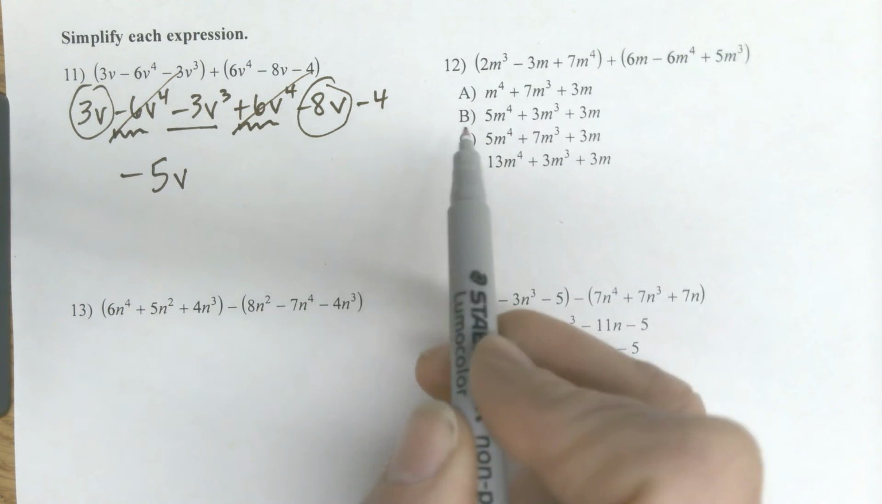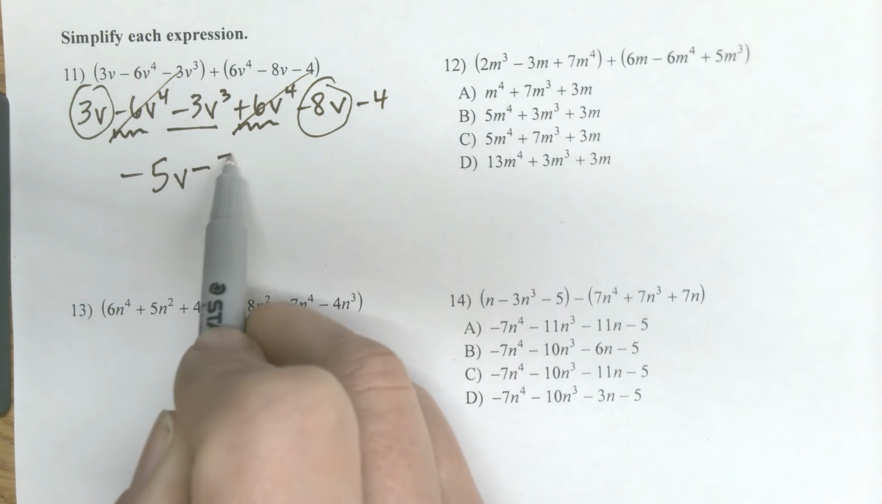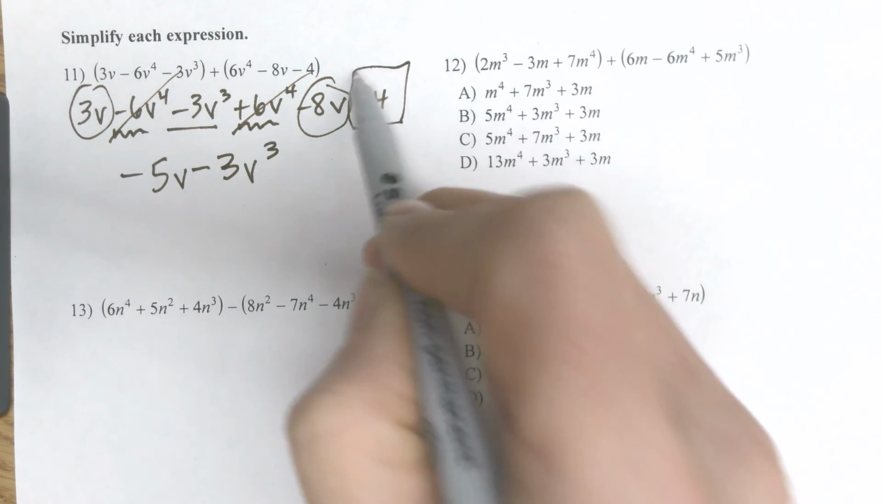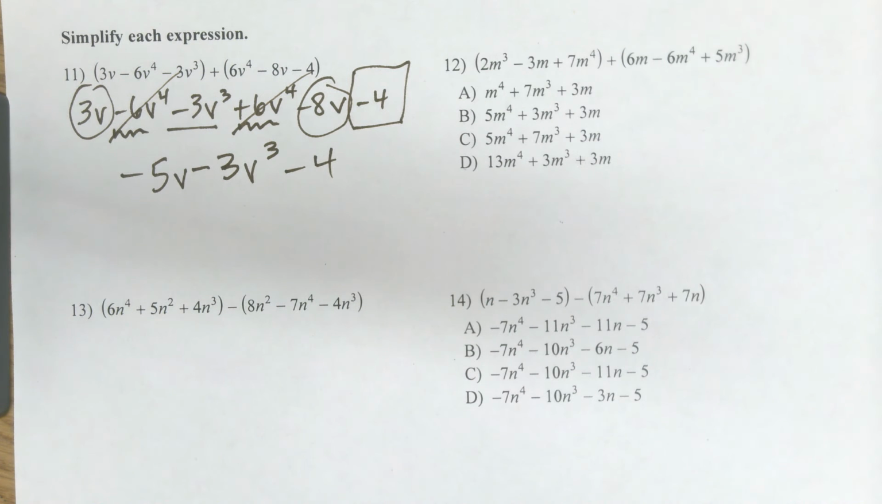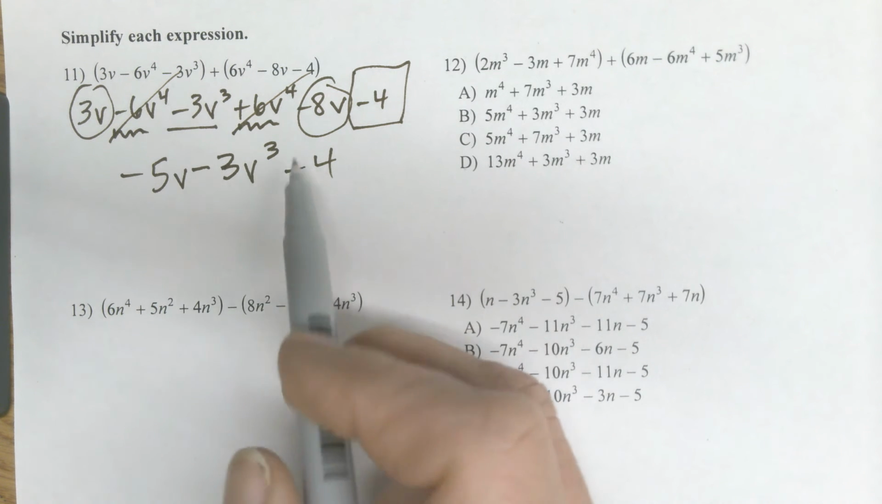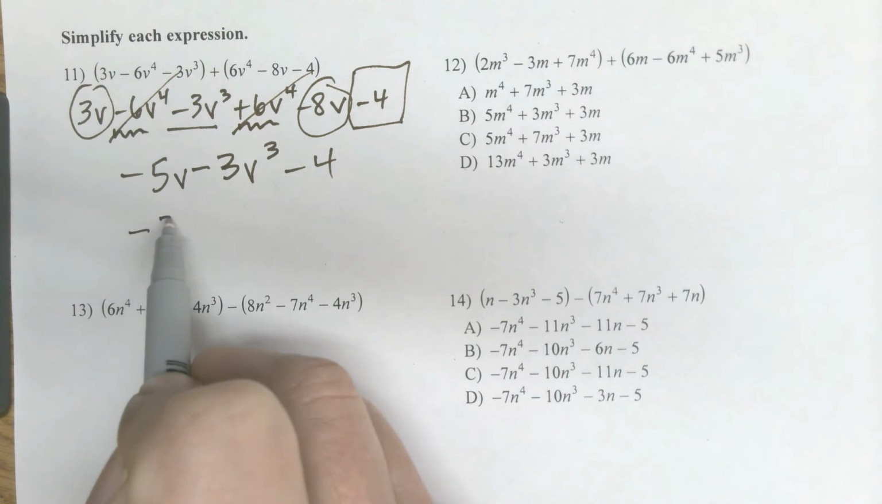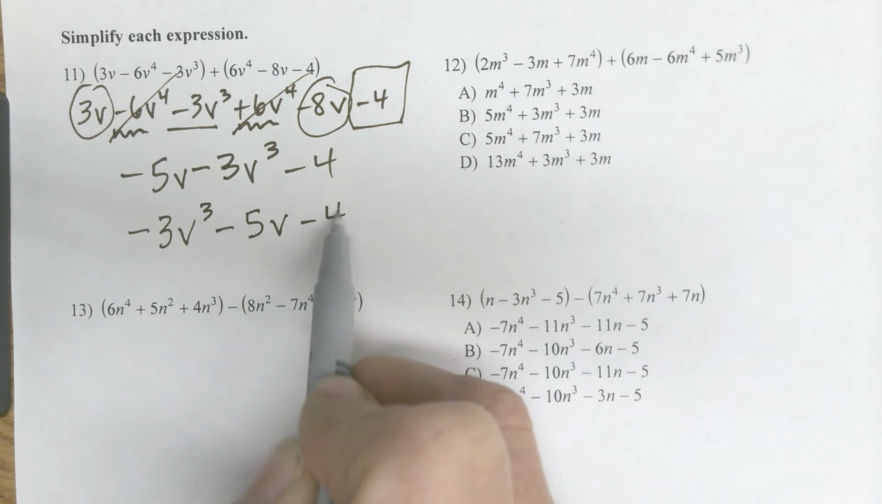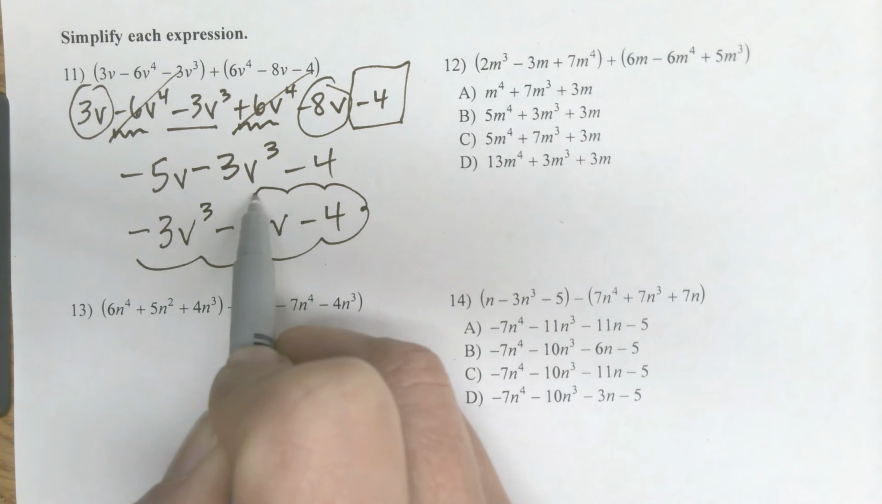Then I have a negative 3v cubed with nothing to combine with. And then lastly, I have a minus 4, so I'll put the minus 4 at the end. Typically, we like to write this in descending order of variables, so I'm going to move the negative 3v to the third first, minus 5v, minus 4. Final answer on that one.